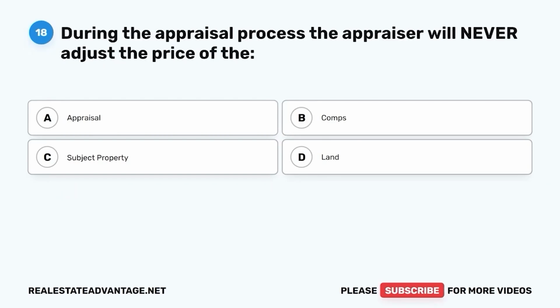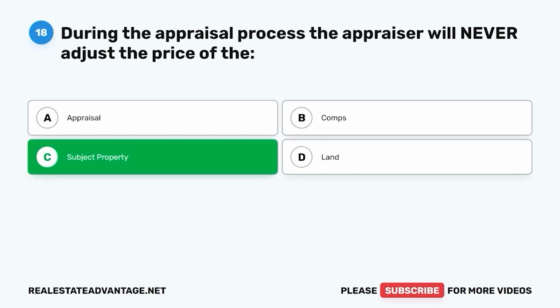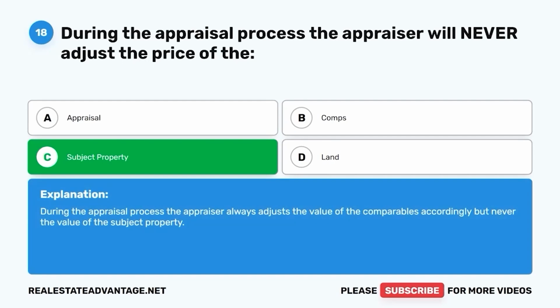Question 18. During the appraisal process, the appraiser will never adjust the price of the: A. Appraisal. B. Comps. C. Subject property. D. Land. The correct answer is C. Subject property. During the appraisal process, the appraiser always adjusts the value of the comparables accordingly, but never the value of the subject property.